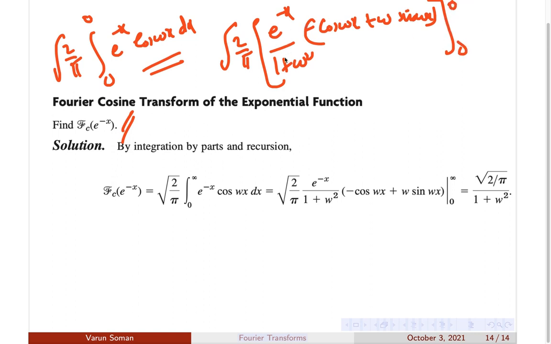Substitute it. When you substitute infinity, e raised to minus infinity will become 0. When you substitute 0, you will get root 2 by pi, then by 1 plus omega square. Here cos omega 0 is, sorry, 1, so since this is the lower limit, you will get 1. The sine term will be 0. So this is the answer.